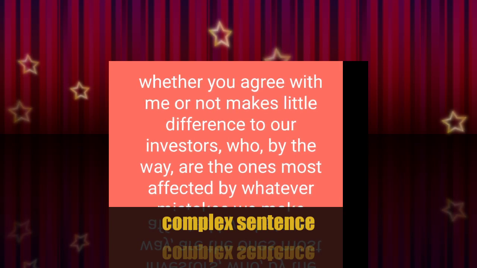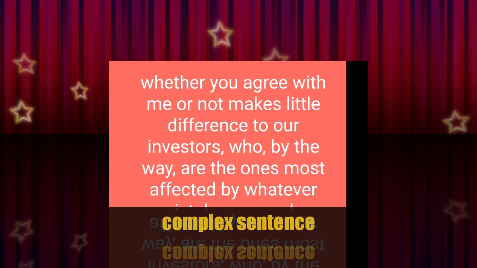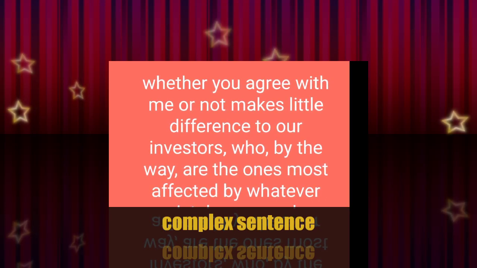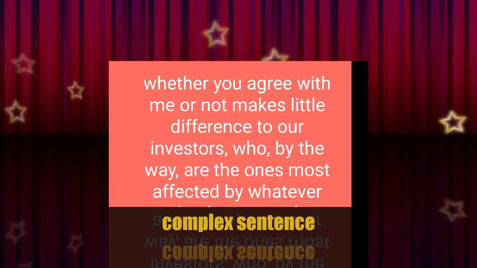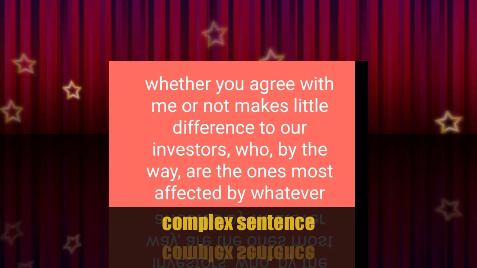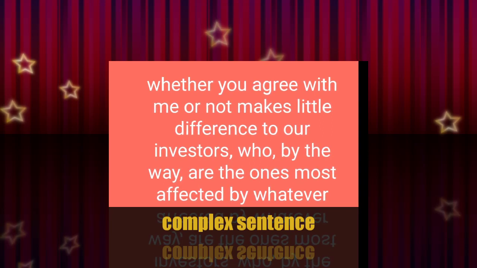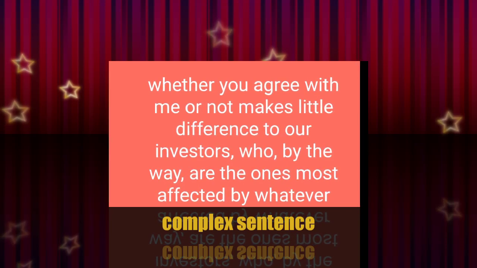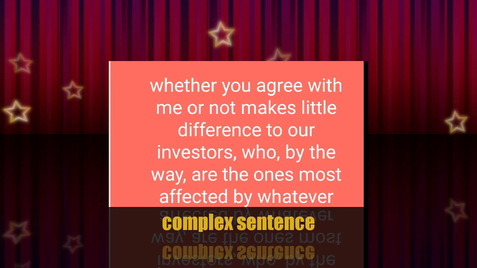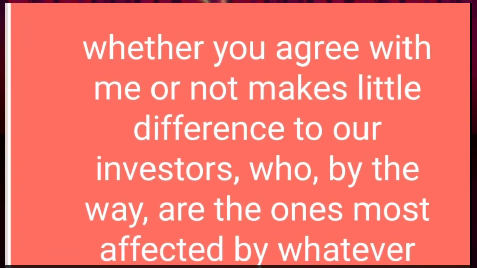So it can be supported by dependent clauses: who, by the way, are the ones most affected by whatever we make. Okay, so you can understand where the subjects and verbs are, and how it looks, whether it gives a complete idea, or it can be a supportive clause for the independent clause. Once you are able to understand whether it is an independent clause or dependent clause, you can easily make out whether the sentence is identified as complex, compound or simple. It's very easy to understand. First, you can understand the principles.